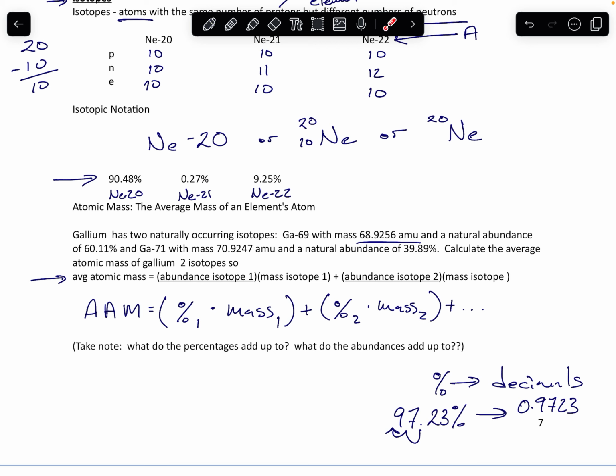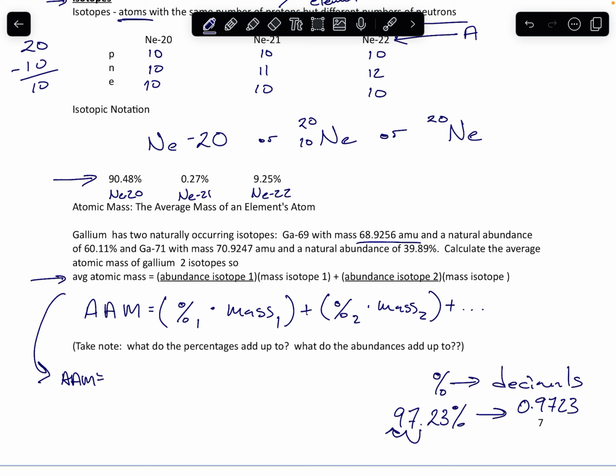Before I do anything, I'm going to look at this and say, okay, gallium-69 is 60.11%. That's the more abundant isotope. So that means when I calculate this out, because it's a weighted average, it should be leaning more towards gallium-69. So let's punch it in and see if that holds true. I'm going to do this one down here.